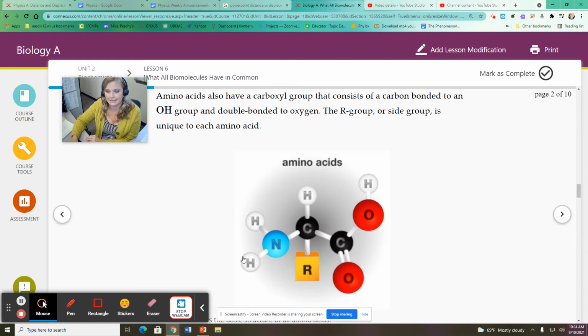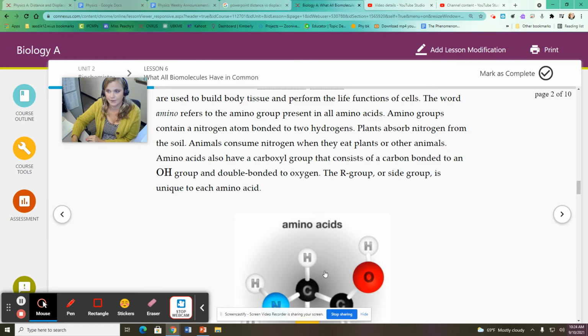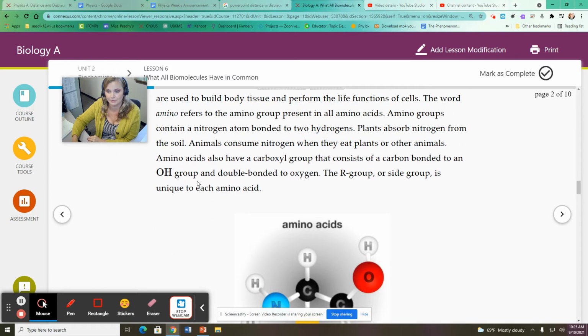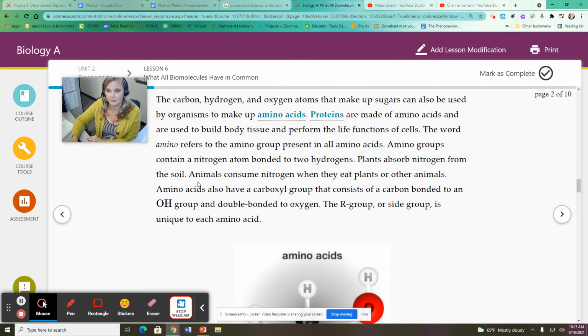So when we look at an amino acid, pretty much all amino acids are the same except for the group called the R group. As we look here, I'm just going to read through this paragraph with you. The carbon, hydrogen, and oxygen atoms, those three, that make up sugars can also be used to make up amino acids. Proteins are made of amino acids and are used to build body tissues and perform life functions in the cell. The word amino refers to the amino group present in all amino acids. So we have the amino group, which is present in all amino acids. Amino groups contain a nitrogen atom bonded to two hydrogens.